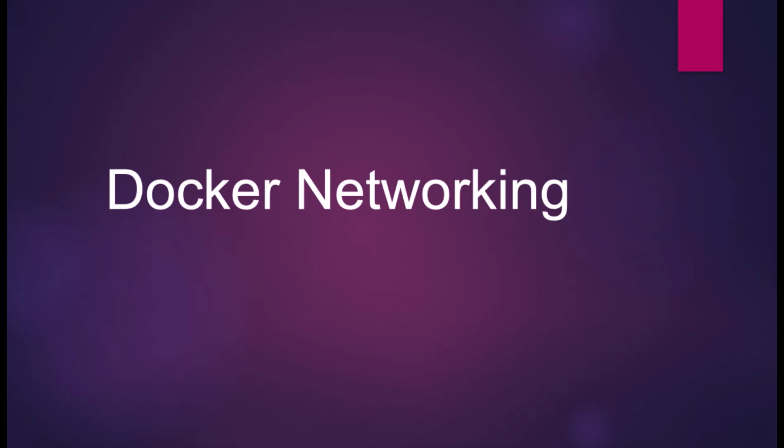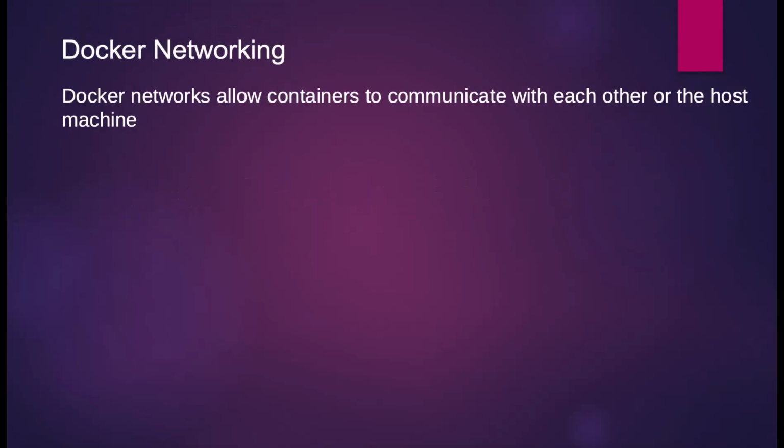So the next thing is Docker networking. Let's look at the networking aspect of Docker. What is Docker networking? Docker network allows containers to communicate with each other or the host machine. For example, you have a container running React.js, which is the front end, and another container running Node.js, which is the back end. They need to communicate with each other, and Docker network allows the communication of these two containers.